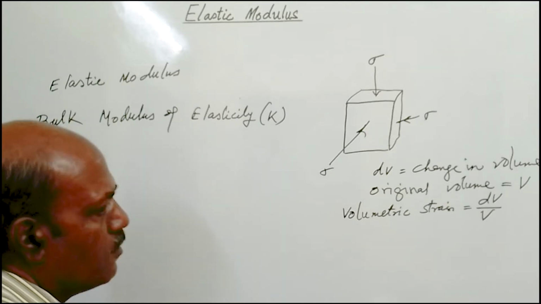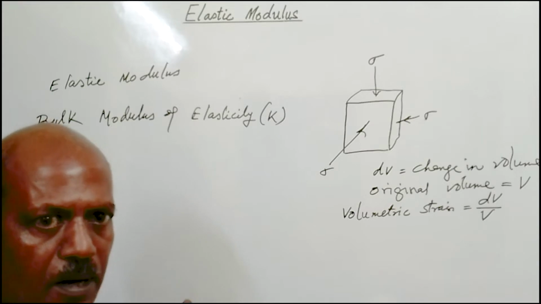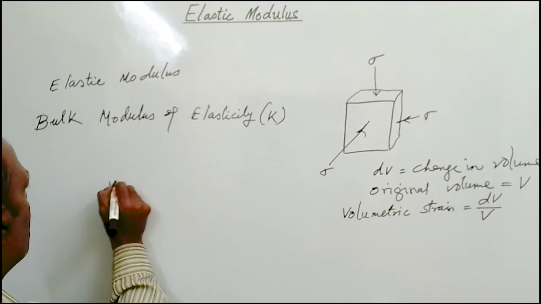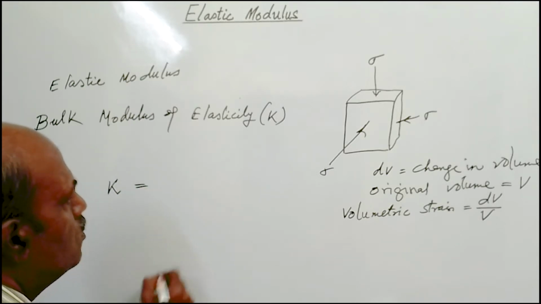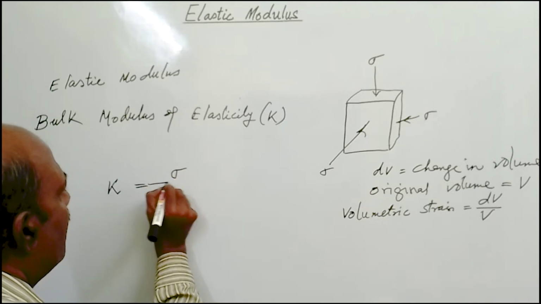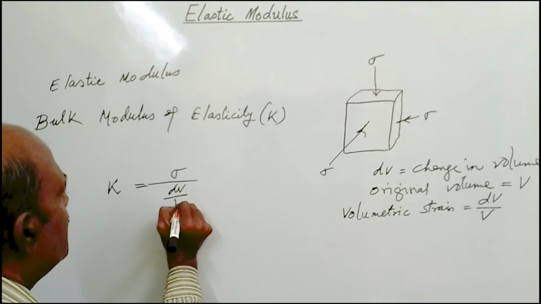Now bulk modulus of elasticity is defined as: bulk modulus of elasticity K is equal to uniform stress intensity, say sigma, divided by dV by V.